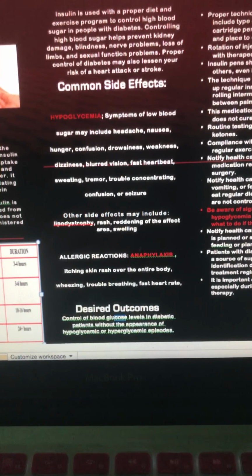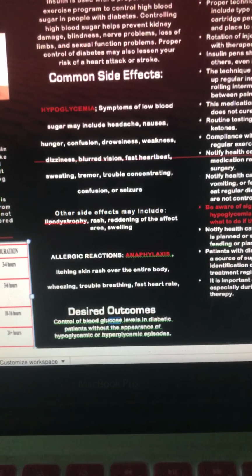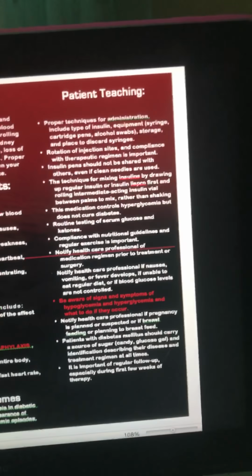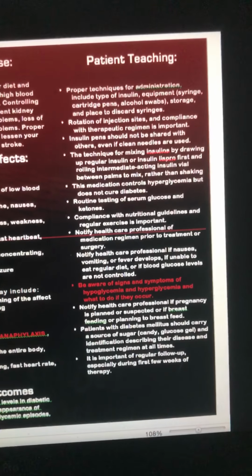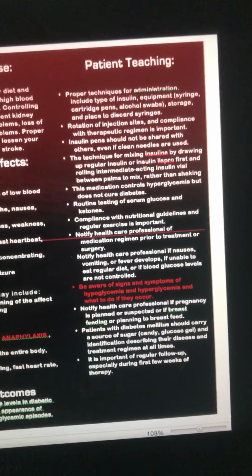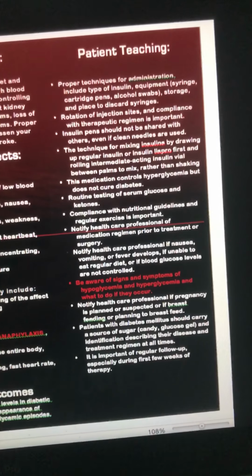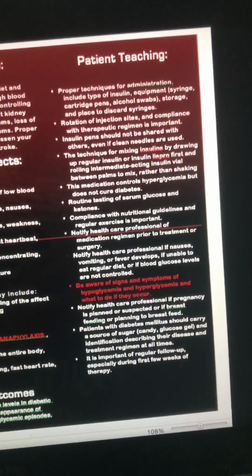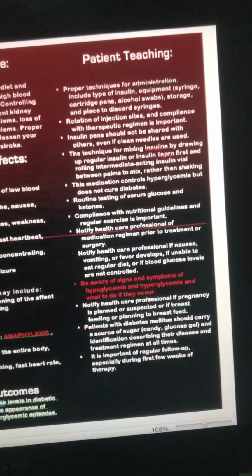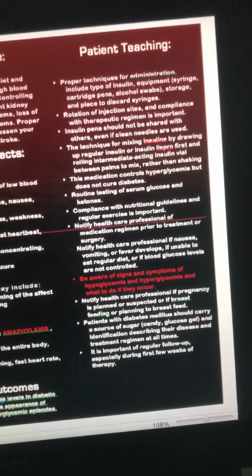The desired outcomes of insulin would be to control the blood sugar levels in diabetic patients without the appearance of hypoglycemic or hyperglycemic episodes. So for patient teaching, I would teach my patient the proper techniques for administration, which include the type of insulin, equipment such as syringe, cartridge pens, alcohol swabs, where to store it, and the best place to discard syringes. I would show the rotation injection sites, which I'll show you on the Skin Man after.